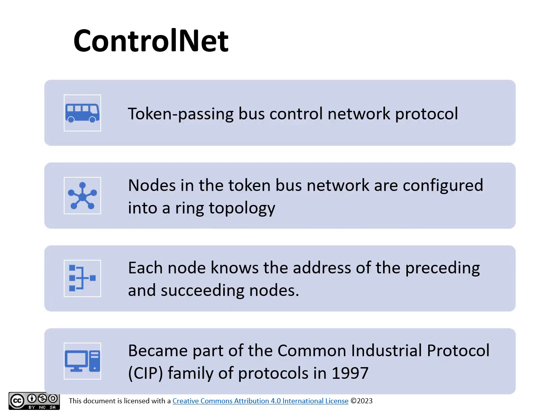ControlNet is a token passing bus control network protocol that is based on the IEEE 802.4 standard. The nodes in the token bus network are configured in a ring topology, and in particular, in ControlNet, each node knows the address of the preceding and the succeeding nodes. The ControlNet protocol became a part of the Common Industrial Protocol, CIP, family of protocols in 1997.